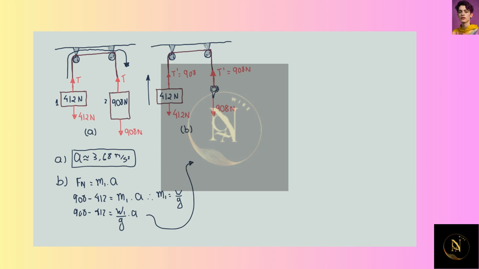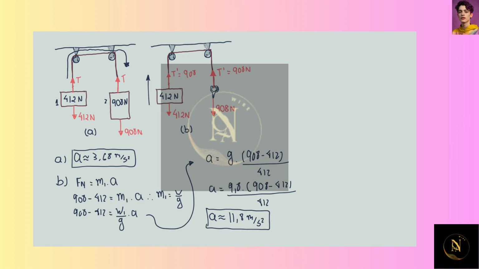Now we can solve this equation for a. So a equals g times (908 minus 412) divided by the weight of the lighter block, which is 412. We know g is approximately 9.8, so we have 9.8 times (908 minus 412) divided by 412. This results in an acceleration of approximately 11.8 meters per second squared. So this is the answer for the second item.